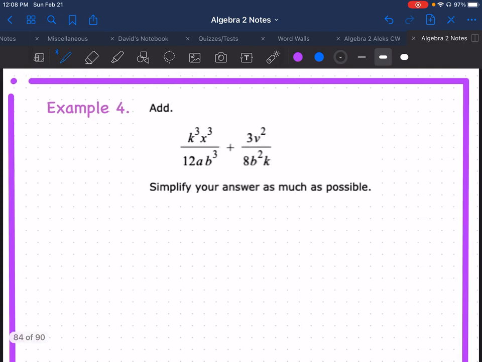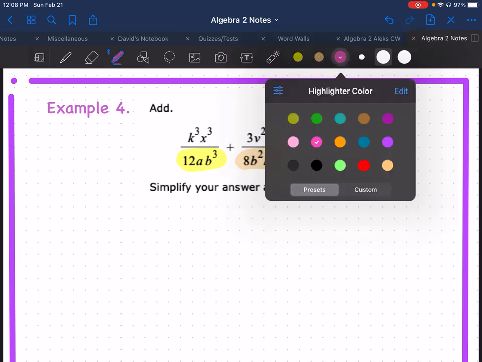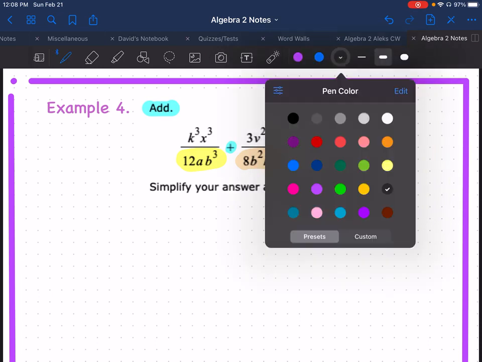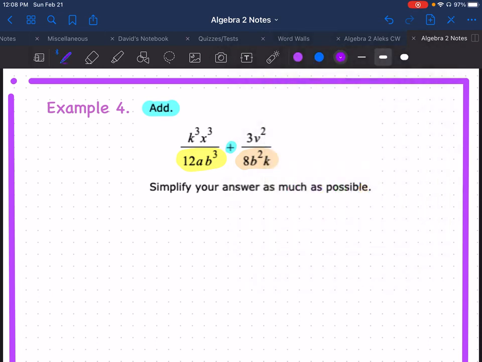All right, I've got one last example. And the only reason for this last example, take a look at your denominators. There's a b cubed. And then here I have a b squared and a k. Ooh, this is going to be tricky. And then finally, we can add. We're just going to go ahead and add together here. All right, let's go ahead and take a look at our LCD.